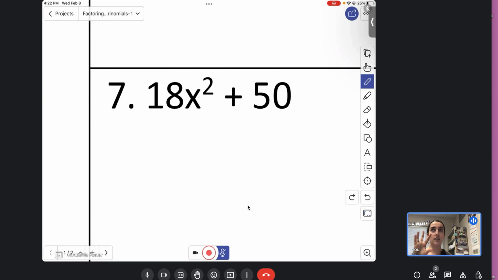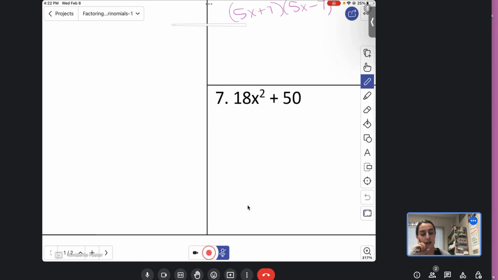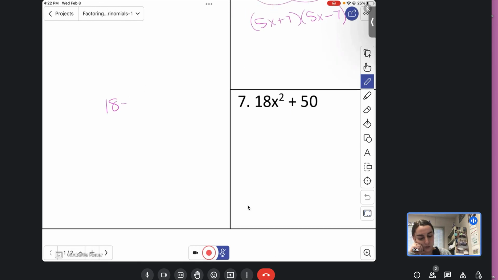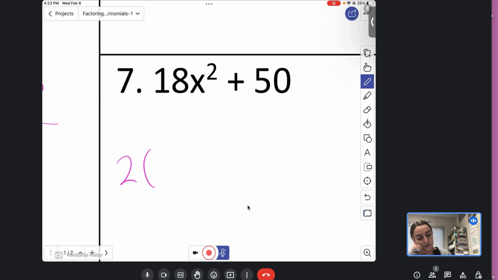Let me think, because 18, if you're not sure, list out the factors. 18's factors are 1, 2, 3, 6, 9, and 18, right? So I'm trying to figure out, which of these go into 50? And out of these, 2 is the only one. So I'm going to factor out a 2. Okay, so 18 divided by 2 is 9x squared. And then 50 over 2 is 25.